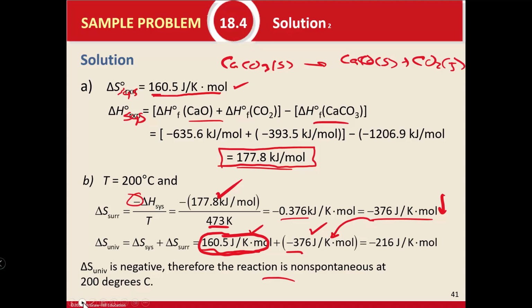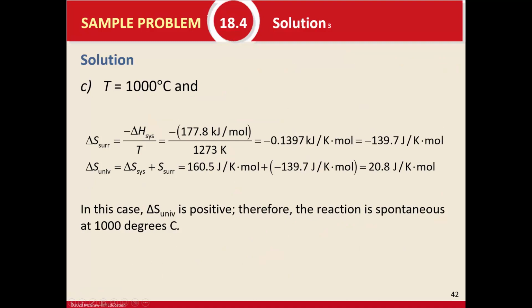So the next one's at 1,000 degrees Celsius. I like this one because it's going to show you what happens. So delta S didn't change for the system. They don't even write it again. But watch what happens here. Got the same delta H, but now it's 1273. It's 1,000 degrees plus 273 to make it Kelvin.